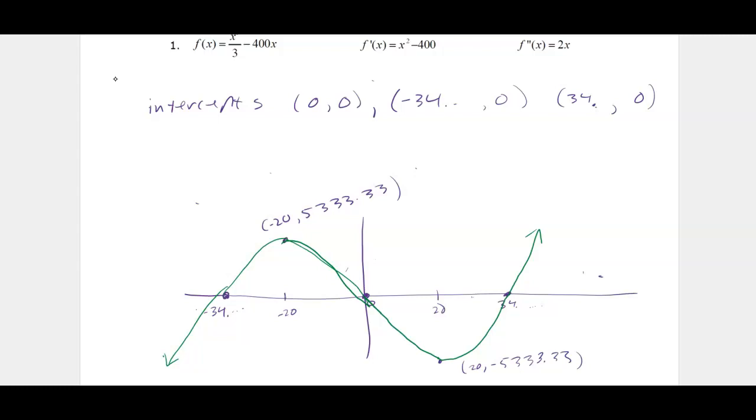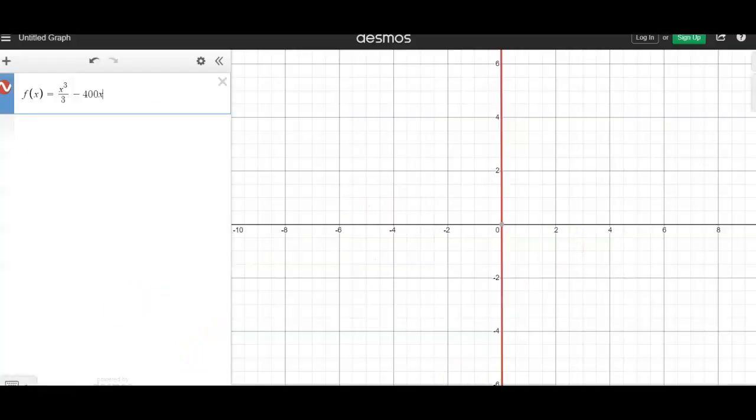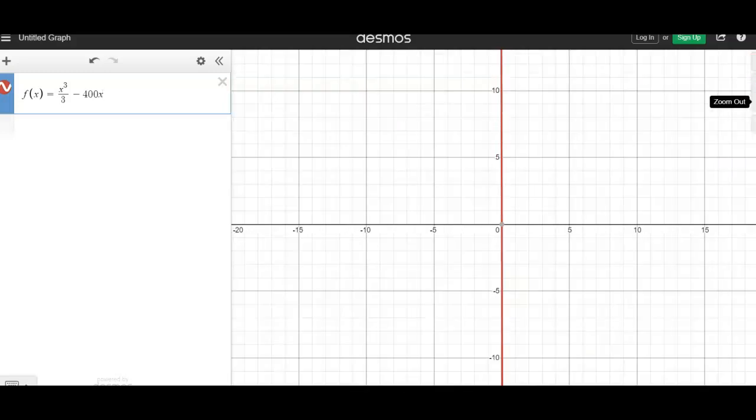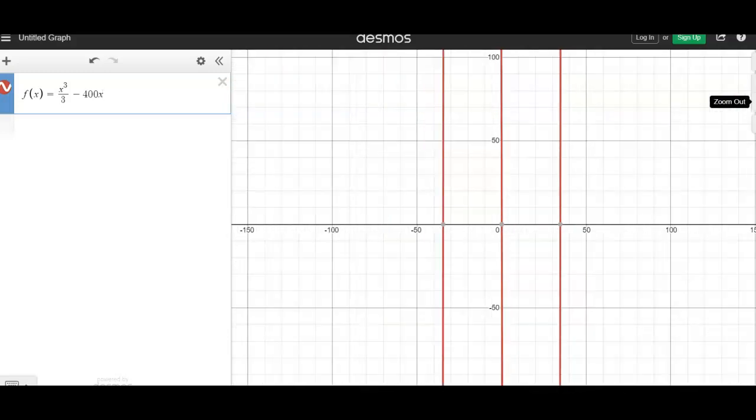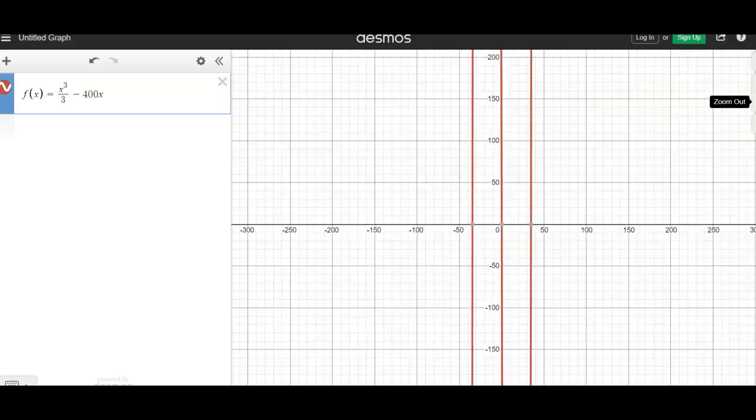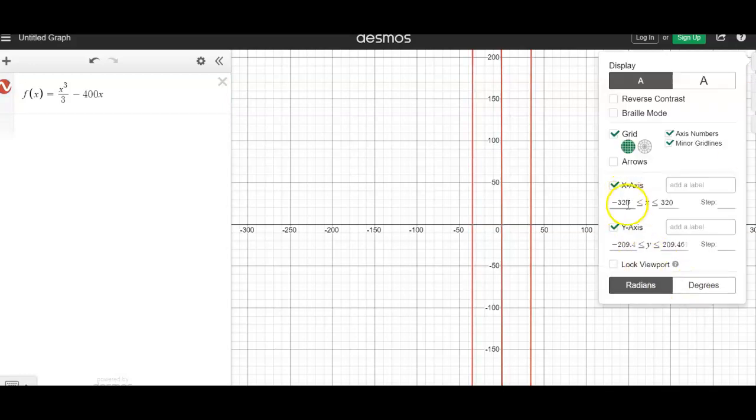That's an approximate graph. And now if you were to do this in a viewing window, let me show you what I mean about the viewing window issues. Right now I have this function graphed in Desmos, but I can't really see it. I just see this red line here. It looks like nothing. Well, that's because my window is not very good. As I zoom out, I start seeing more lines. So I'm going to go to settings here, and I'm going to make my x-axis go from negative 30.